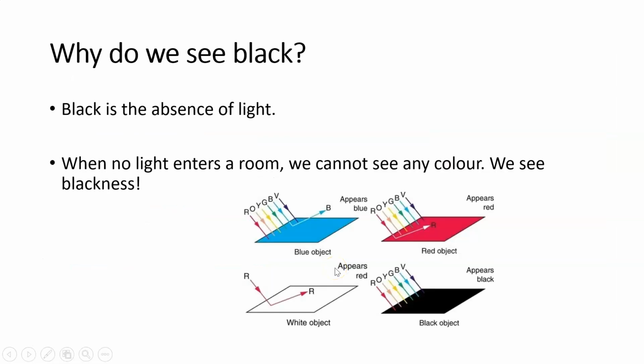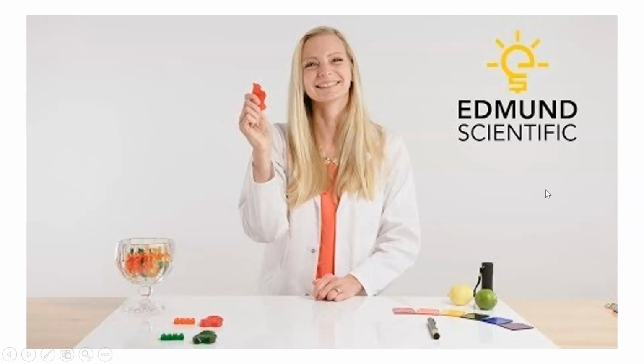Okay, so why do we see black? Well, black is not actually a color, strictly speaking. Black is the absence of light. So, you know, in a room where there's no light source, we don't see colors. And it's not because those colors don't exist, it's because color has been absorbed by the objects.